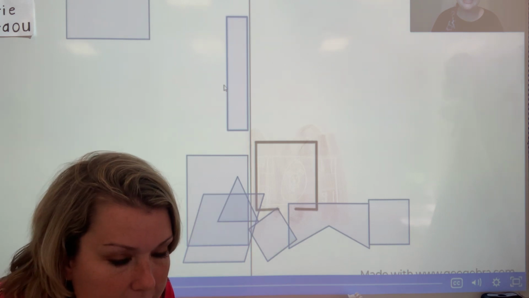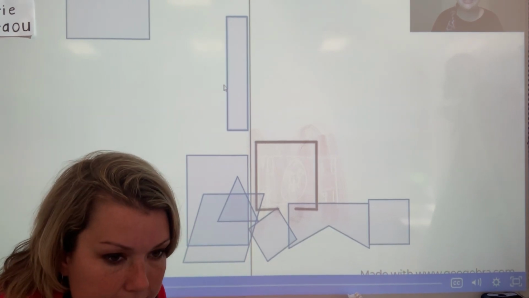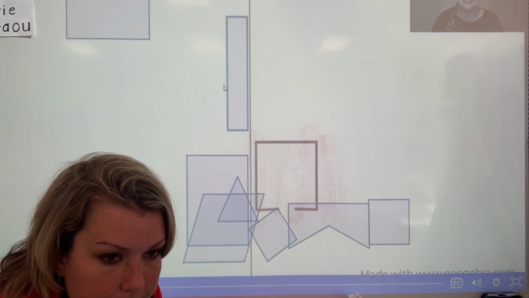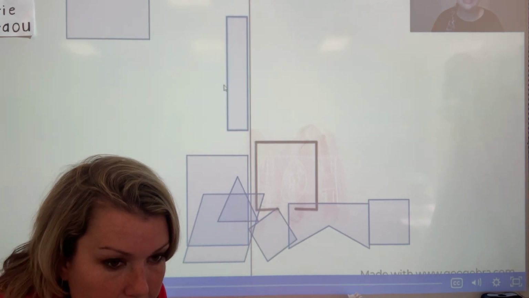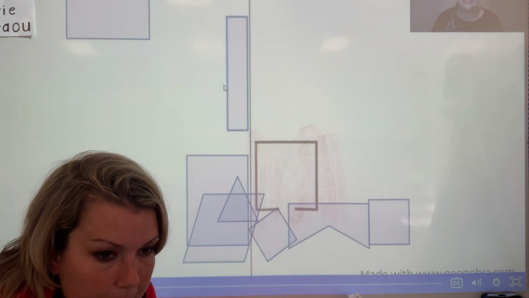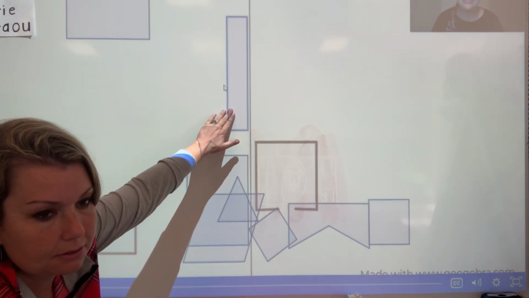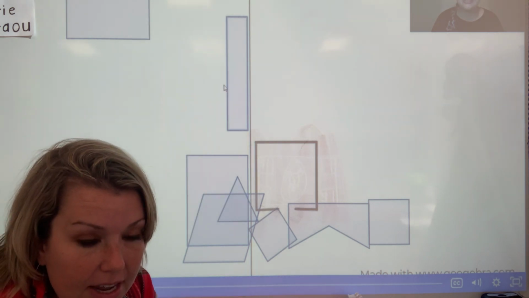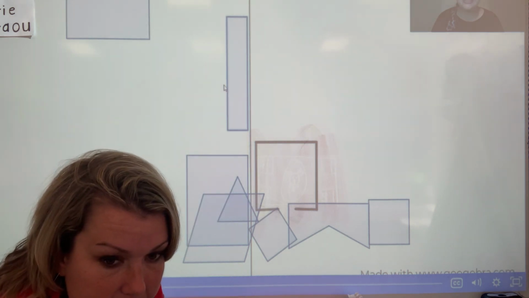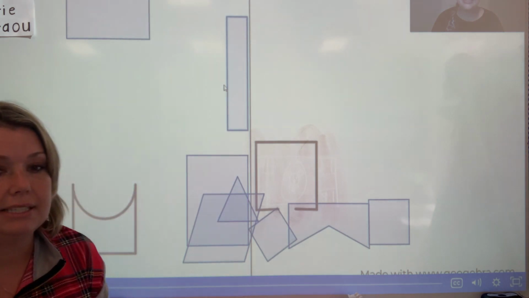Alan, tell me something about this shape. Unmute your microphone, Alan. What else can you tell me about this shape? Four sides. Very good, Alan. It has four straight sides. It also has four corners. Let's mute our microphones and listen some more.